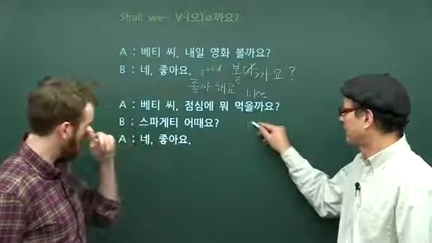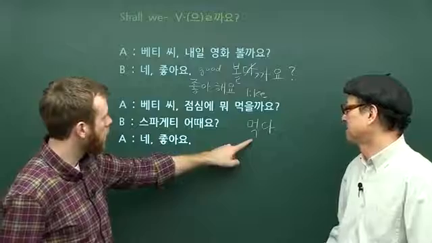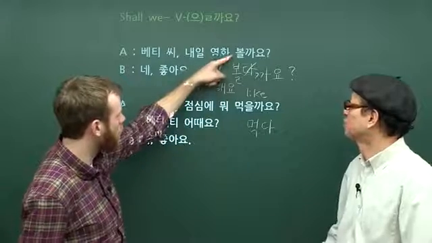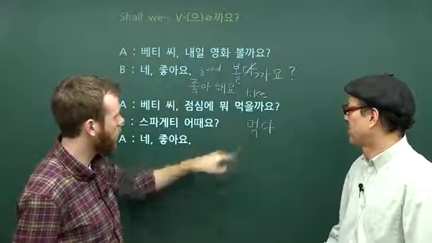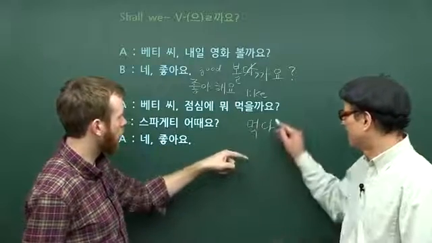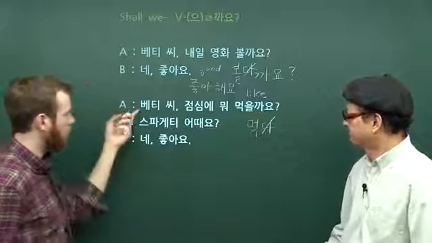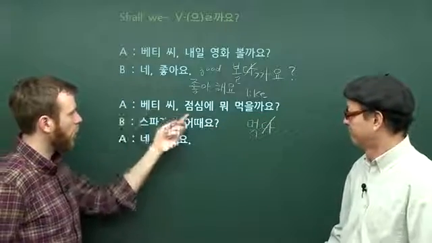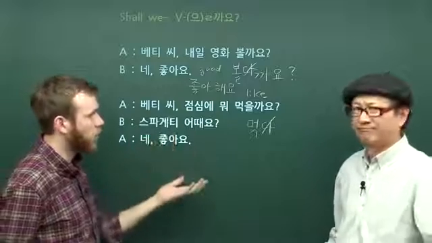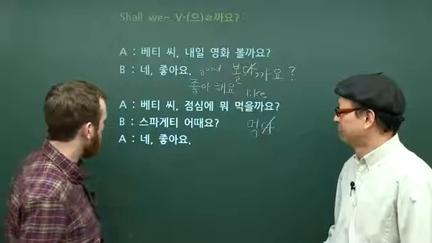So 먹다, of course, the verb stem ends in a consonant. So different from when we use 보다, 볼까요. Now we have 먹을까요? 먹을까요. Okay, so again, getting rid of 다 and just adding 을까요. So to translate this, Betty, what shall we eat for lunch? Or what shall we eat at lunch? Okay, what's Betty's idea?